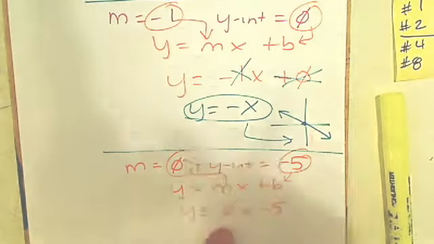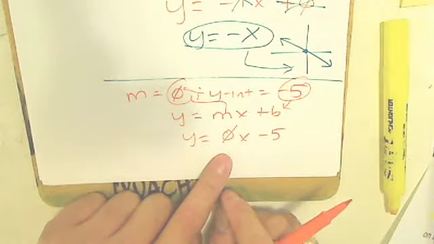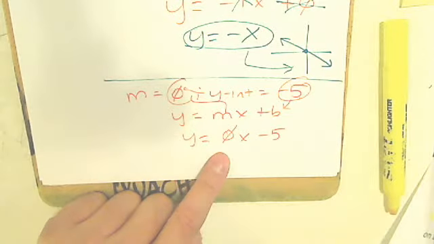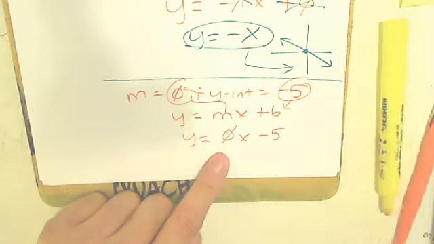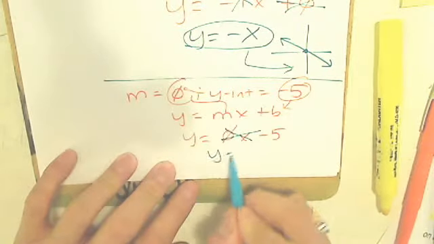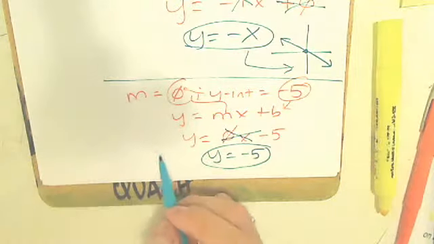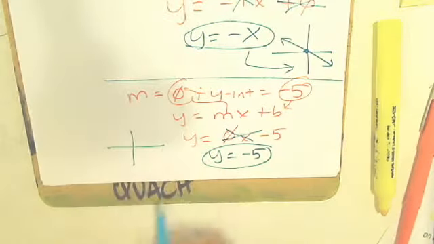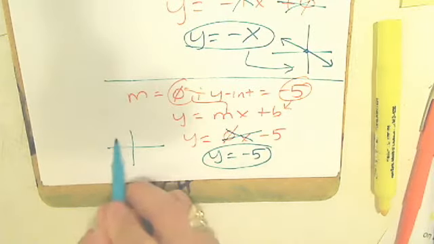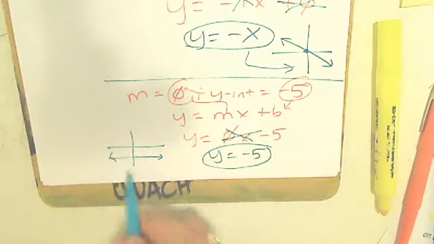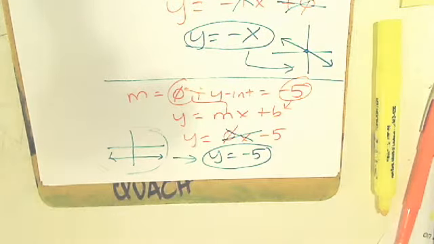But what happens if it's 0x? 0 times x is 0. That actually goes away. Guess what? 0 slope. You should see this in your head right away. This was on your test yesterday. Y equals -5 should be right here. 0 slope at -5. All the y's repeat.